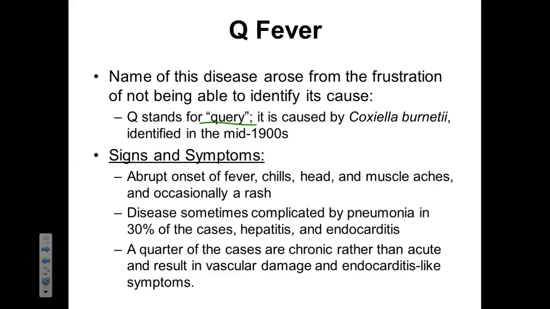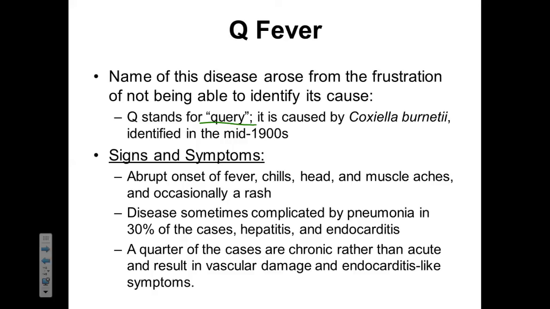This disease is characterized by having a very rapid onset of fever and chills associated with headaches, muscle aches, and occasionally a rash. So general malaise, so to speak. This disease can be complicated or compounded by the fact that 30% of the cases also are going to be associated with pneumonia, hepatitis, and endocarditis as well. So this is very rarely a disease that stands alone.